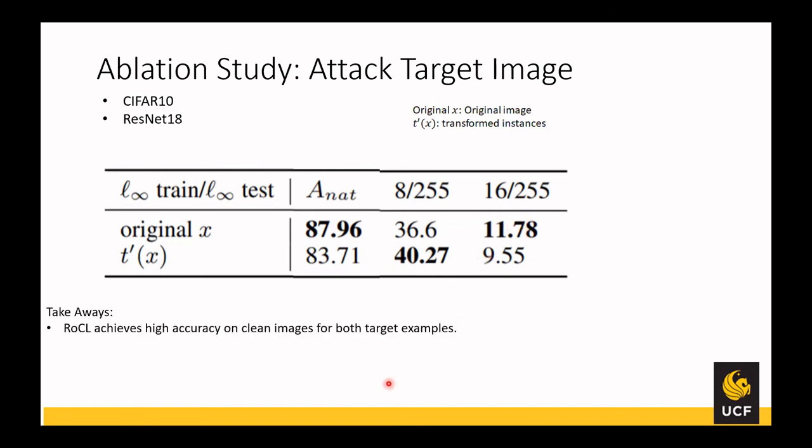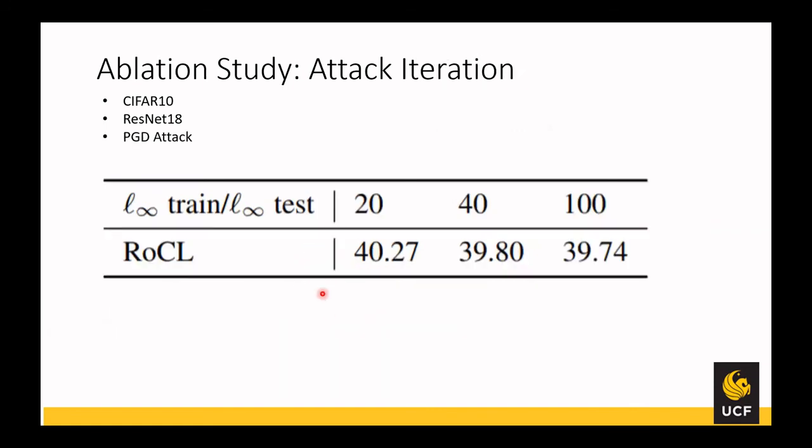So some takeaways here is ROCL achieves high accuracy on clean images for both target examples, and we saw that right in here. The next ablation study, they look at attack iterations on CIFAR10 data and a ResNet 18 network using PGD attacks, and they do iterations of 20, 40, and 100. And you can see the accuracy for all these iterations is about 40% for every test there. So a takeaway here is as iterations increase, the performance remains consistent.